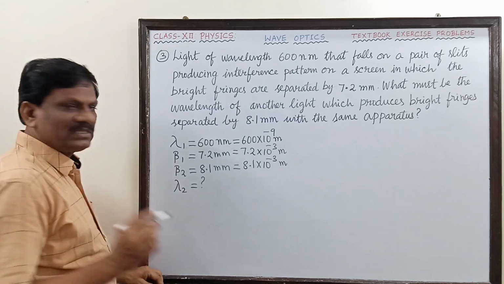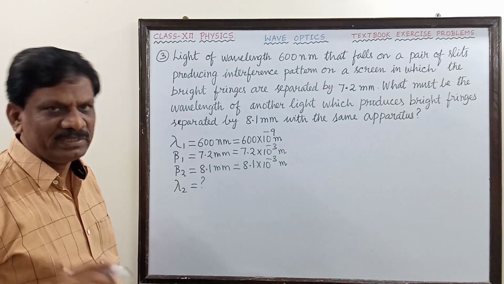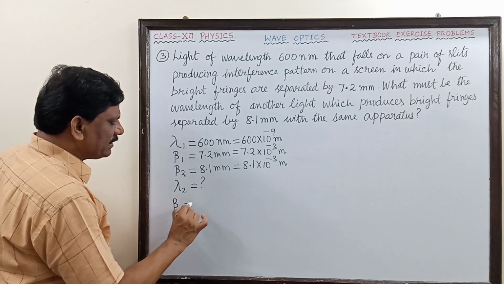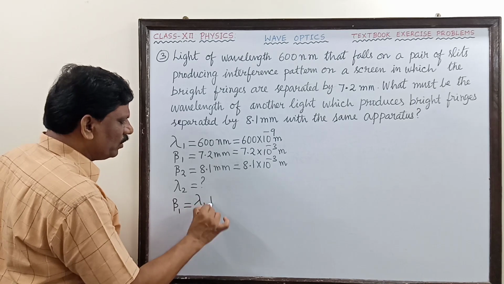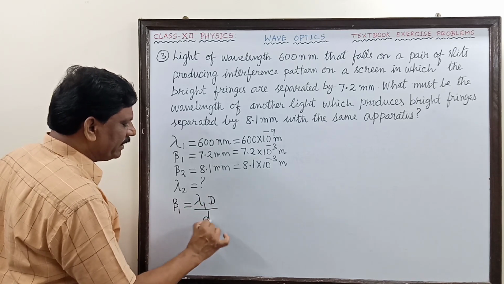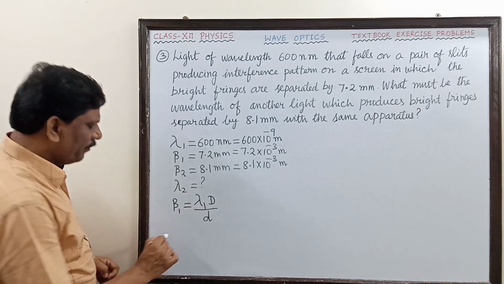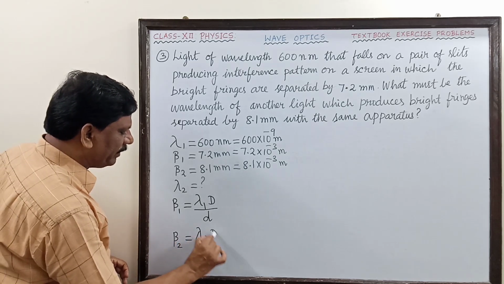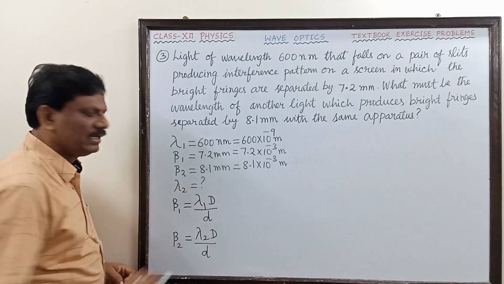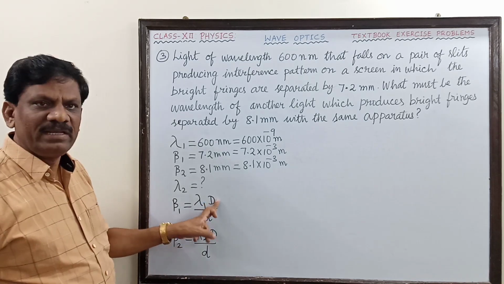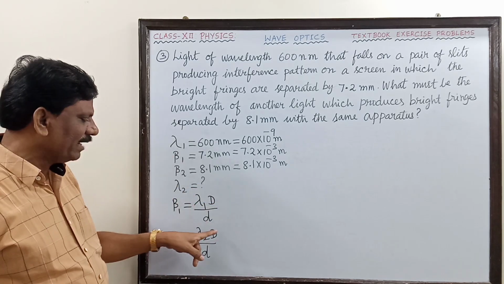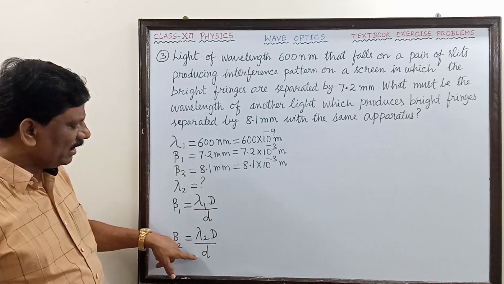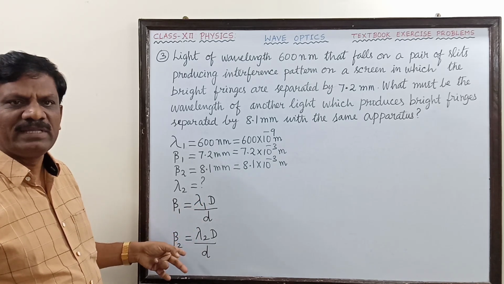So now two equations we are going to write for the fringe width. Fringe width in the first case, beta 1 is equal to lambda 1 into capital D divided by small d. And beta 2 is equal to lambda 2 into capital D divided by small d. The distance of the screen from the two slits, capital D, is the same in both the cases. The slit separation, small d, is also the same in both the cases.